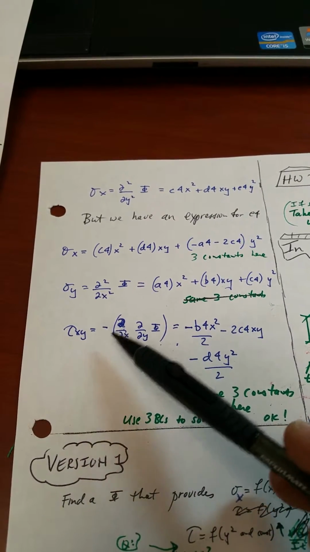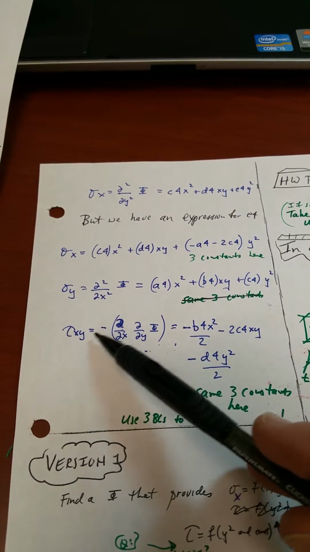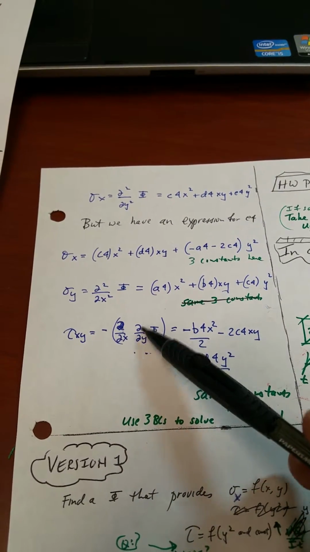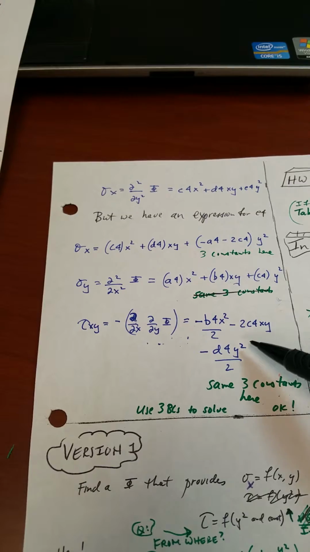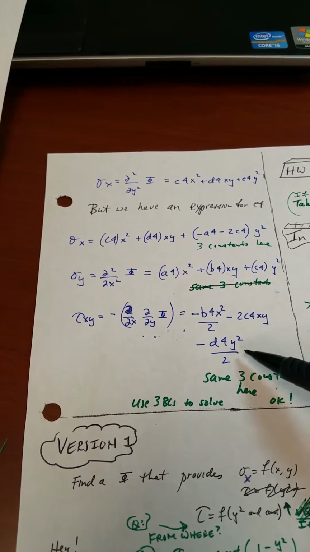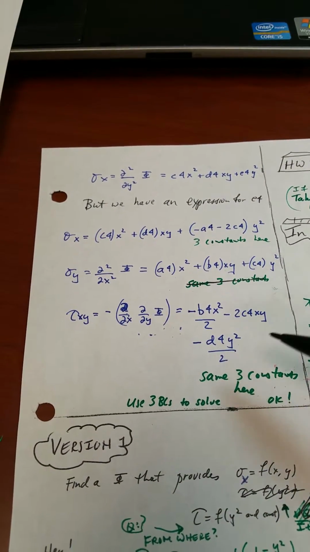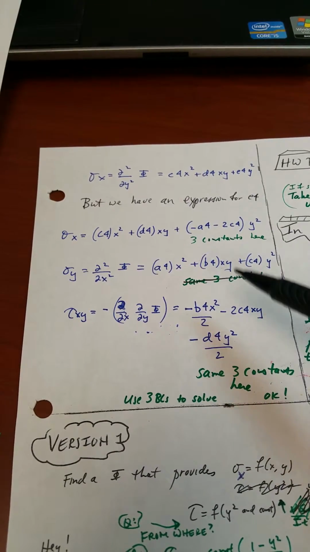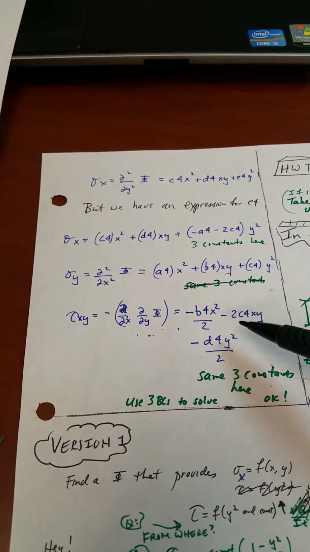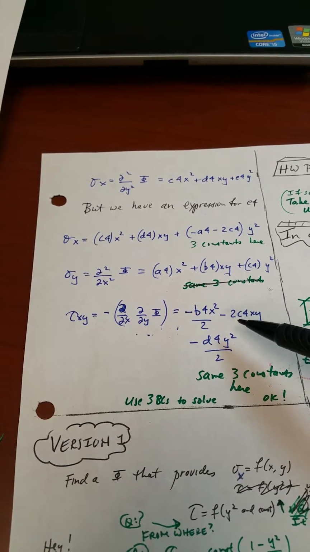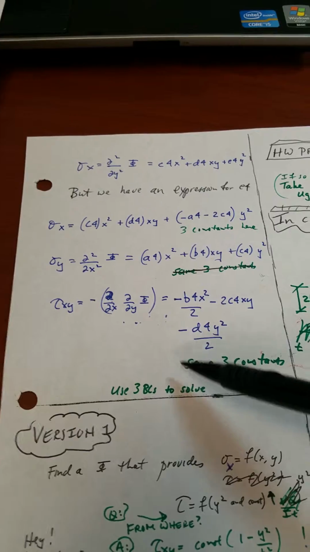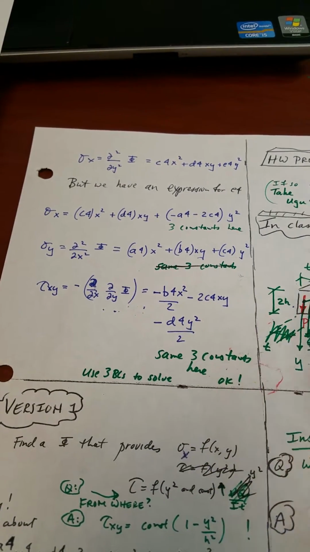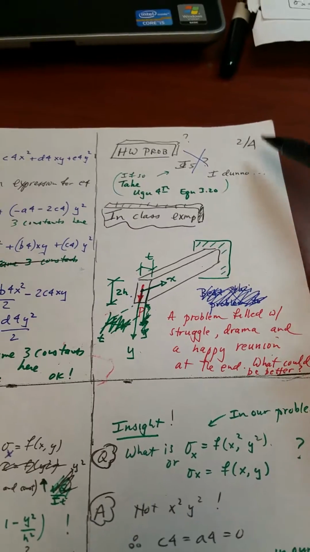And then tau xy, don't forget the minus sign. I always forget the minus sign. Partial x, partial y of phi. We get b4 x squared over 2 minus 2 c4 xy minus d4 y squared over 2. So we have c4, b4, a4. We got a lot of constants here. So let's start solving for some of these constants.